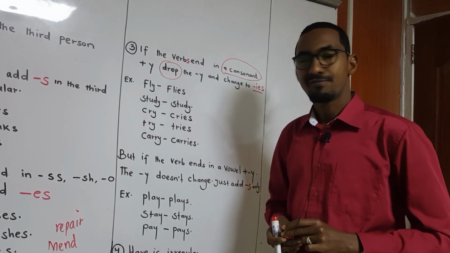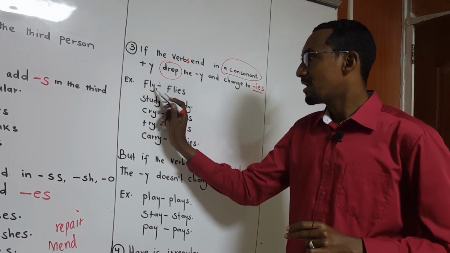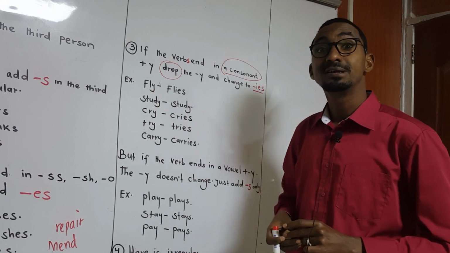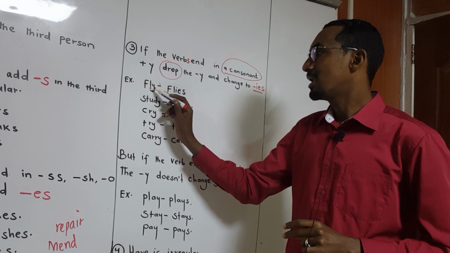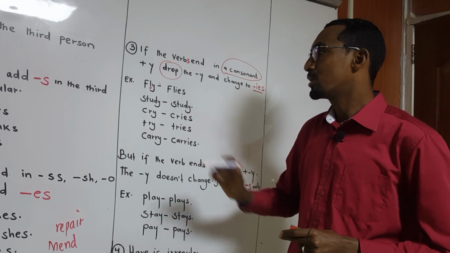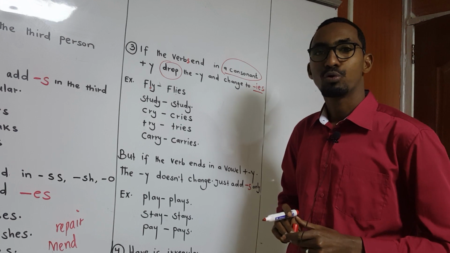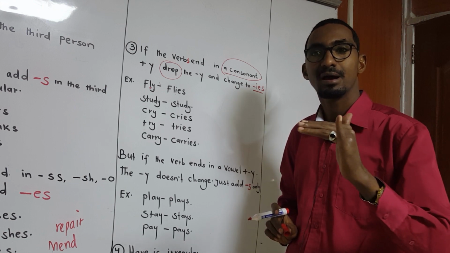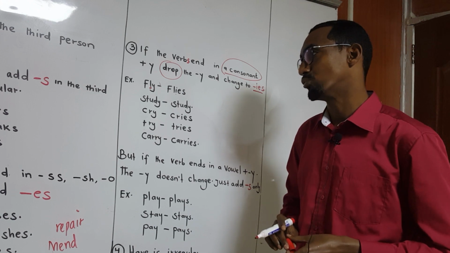Fly. When you look at this word, it ends in L and Y. If you look at the letter that precedes the Y, it is L. L is a consonant, so it ends in a consonant plus Y. Then you drop the Y and replace it with IES. Then it becomes flies. A pilot flies a plane. A pilot flies a plane.